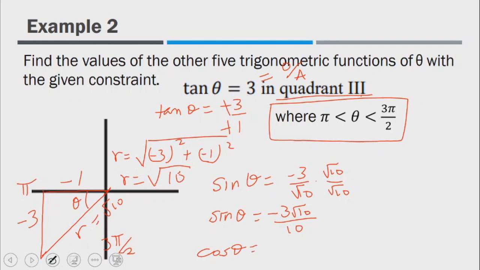Cos theta is going to be -1/√10, and it's going to be equal to negative root 10 over 10. That is if you multiply it the way I showed you for sine.